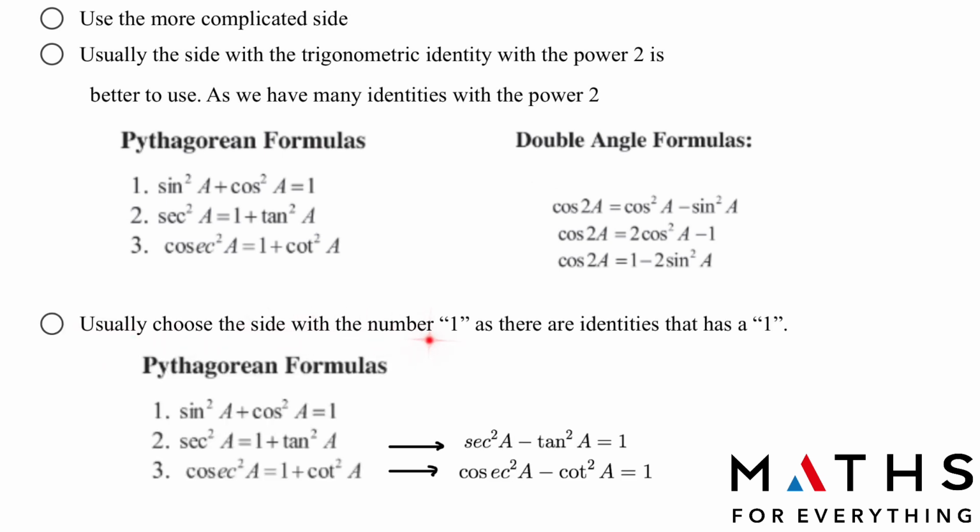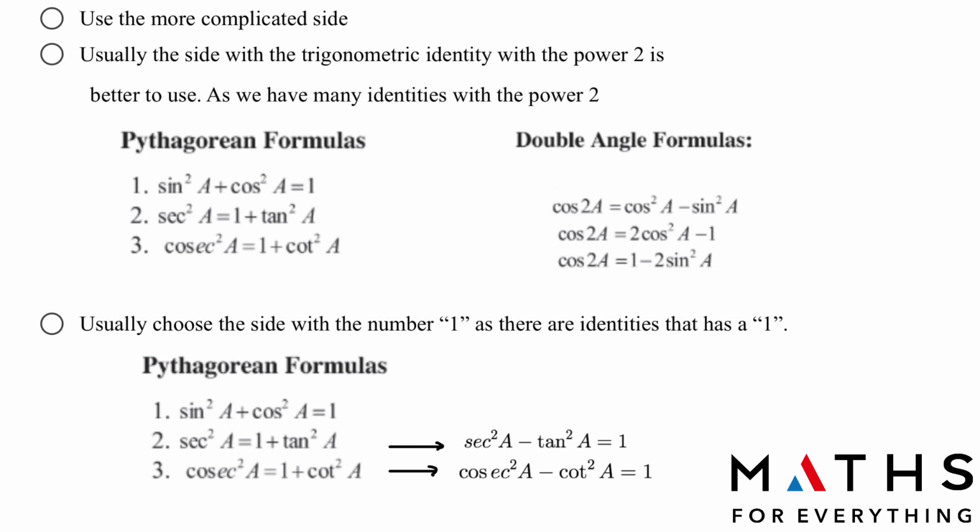Also choose the side with the number 1. If you have only 1, choose that side, as there are many identities that have a 1. These are the Pythagorean formulas. If I have 1, I can replace it with sin square a plus cos square a. If there is a 1, I can replace it with sec square a minus tan square a. And 1 can also be replaced by cosec square a minus cot square a.